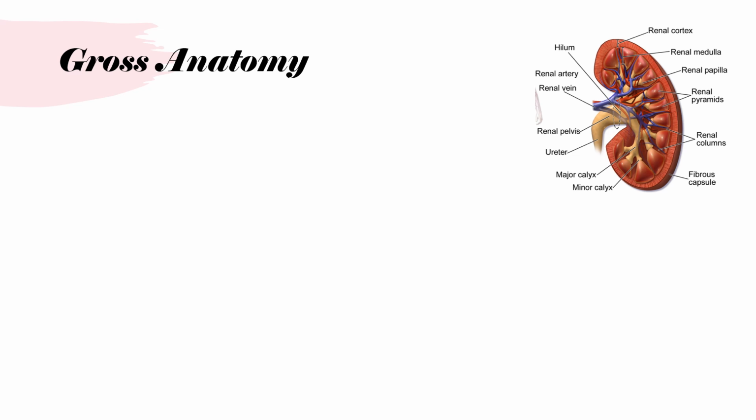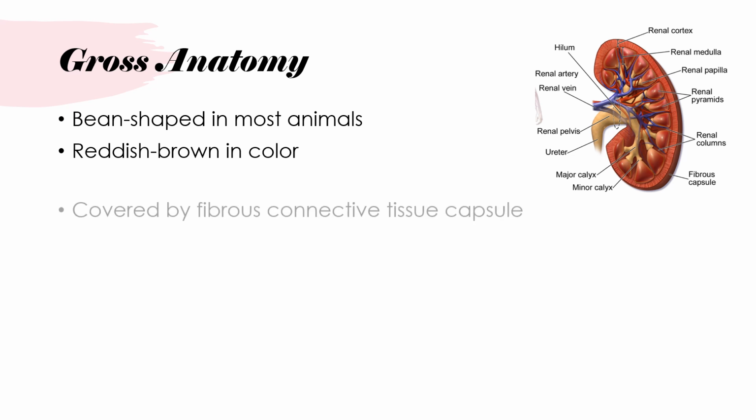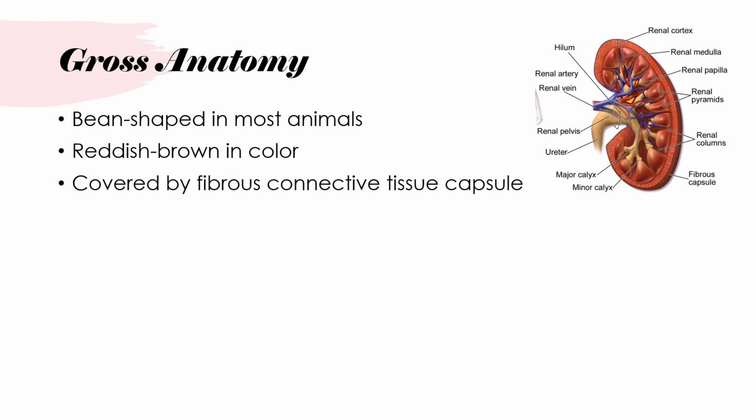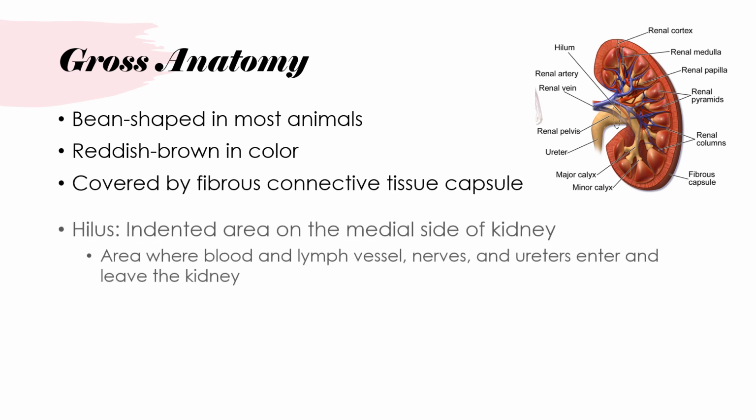Now, let's talk about the gross anatomy or the structural anatomy, what we can see. We can see that it's bean-shaped in most animals. It has a reddish-brown color. It's covered by a fibrous connective tissue capsule.